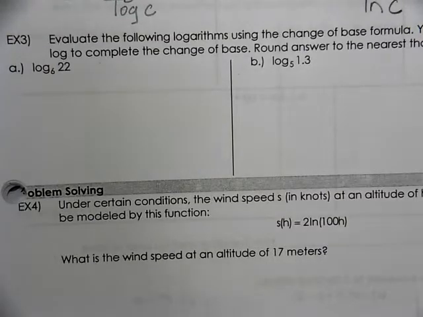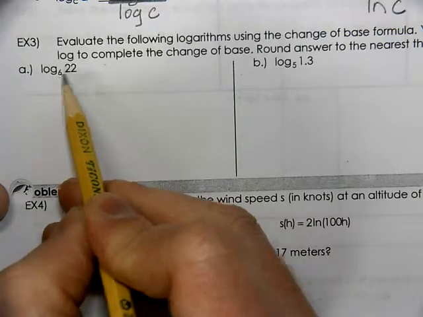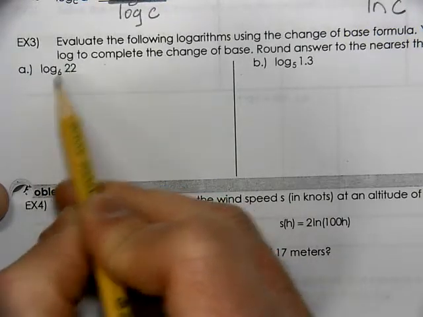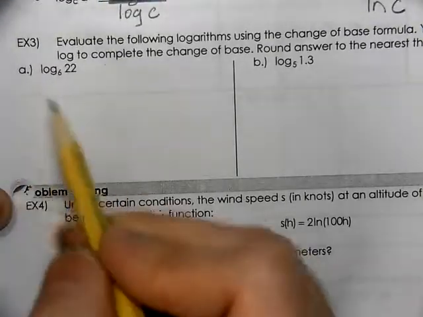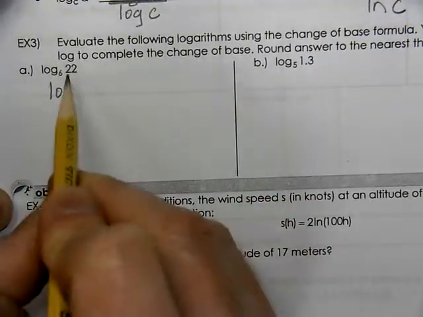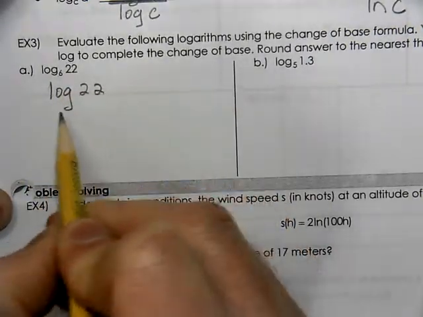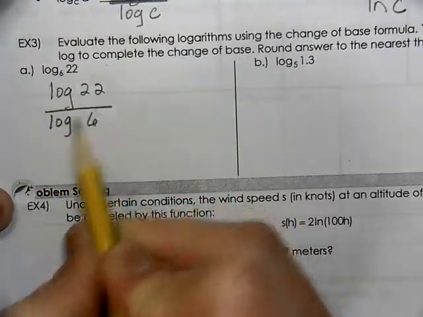So we're going to evaluate these, and we're going to use the change of base formula. So notice that we're doing log base 6 of 22. 6 to what power equals 22? That's the big question. So our calculator can only do a common log, so we're going to try this change of base formula. We're going to take the log of 22 divided by the log of 6.